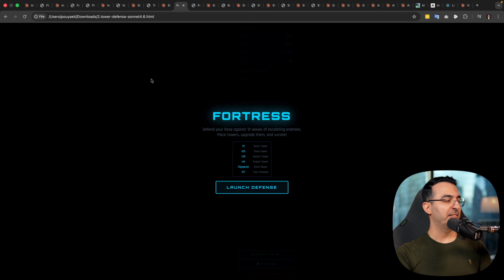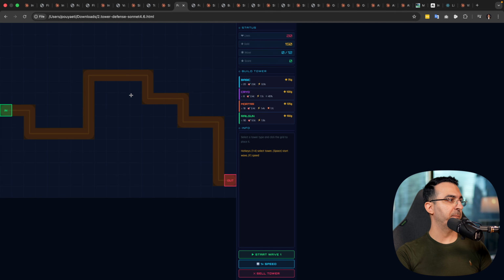So first of all, it is showing us the first menu. It has hotkeys. We can select towers with numbers, and if we press space, it will start the wave. And we can press F to increase the speed. So let's launch the game. Here we have the path. On the right side, we have the information: lives, gold, waves, score.